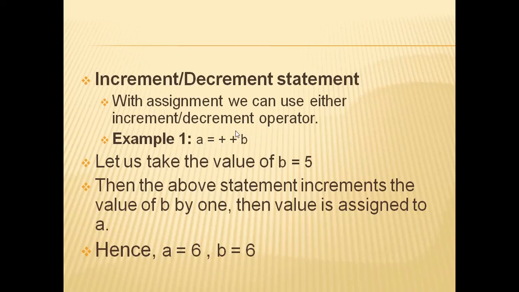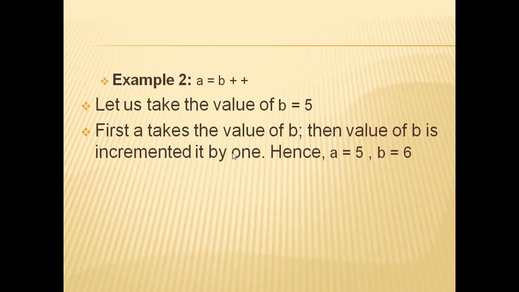Okay, so this is a prefix increment. Say for example, if you consider this example here, a is equal to b plus plus. So this is the postfix increment. The postfix increment value is assigned to a. So how will this work? Let us see. If you consider b is equal to 5, first it assigns the 5 to a, and then it increases the b value.